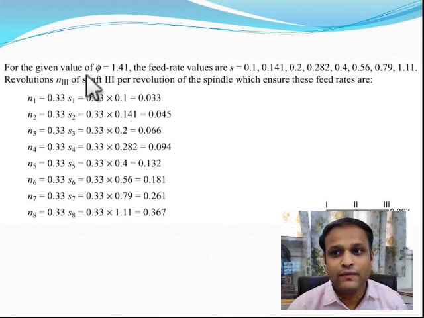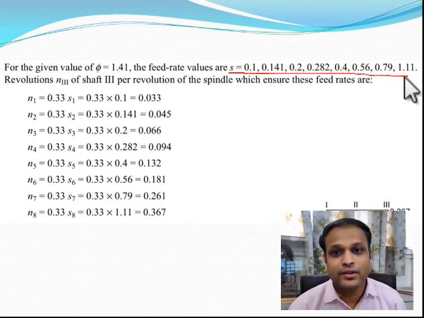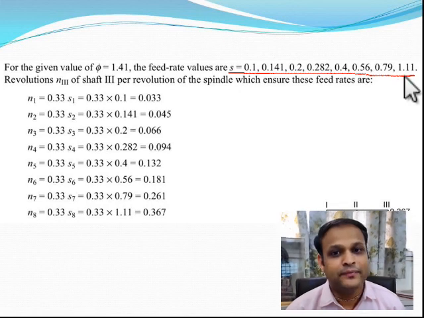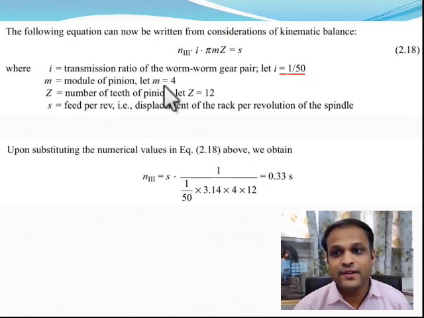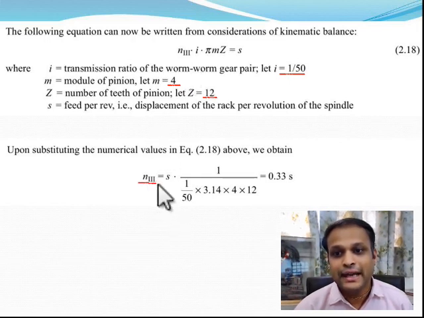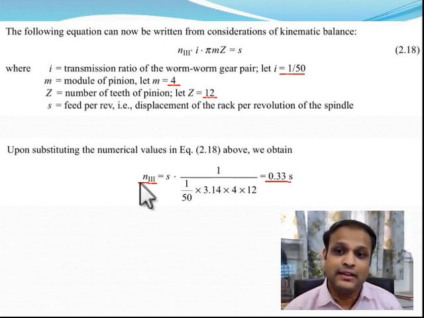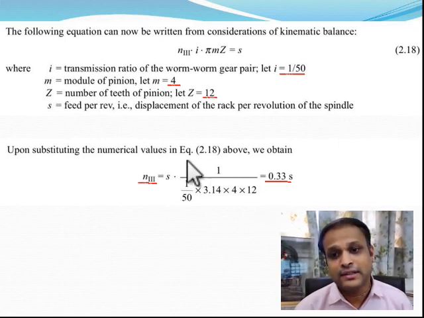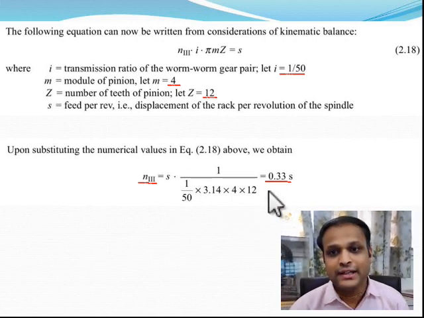Now for the given values of feed and a phi value of 1.41, the values of feed in geometric progression are given as follows: 0.1, 0.141 up to 1.11. When we assume these values, that is I is 1/50, module is 4, Z is 12, and put them in the formula, we get N3 as 0.33 times S. Please note that the RPM at the third shaft of the feed box will always be proportional to feed because they are simply constants giving the constant of proportionality.